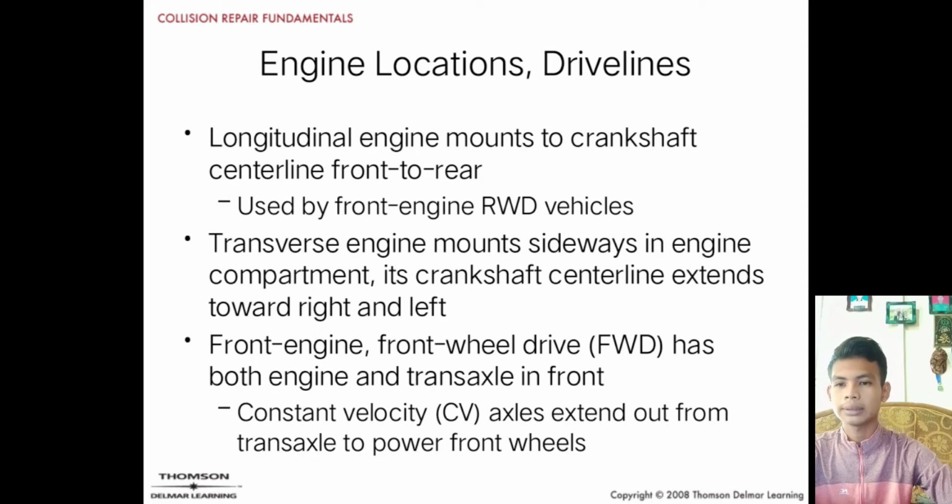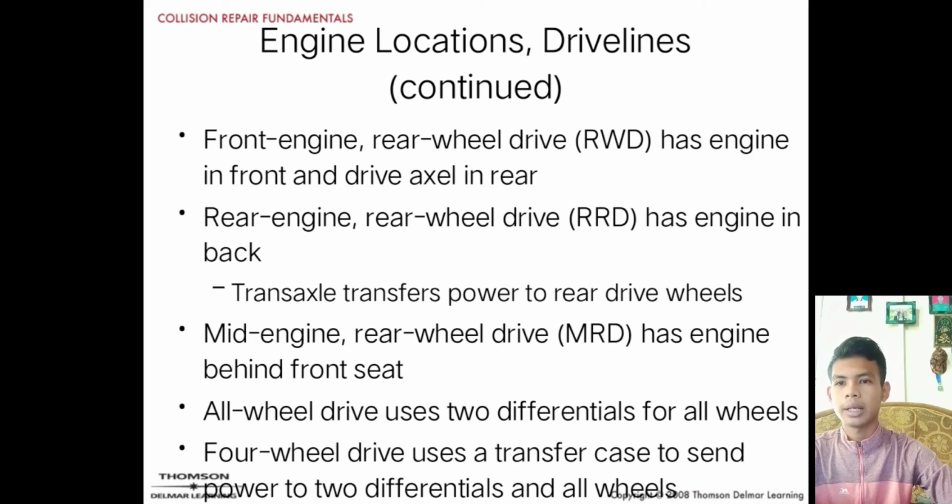Constant velocity axles extend out from the transaxle to power the front wheels. Front engine, rear wheel drive or FRD has the engine in front and the drive axle in the rear. Rear engine, rear wheel drive or RRD has the engine in back, and the transaxle transfers power to the rear drive wheels. Mid-engine, rear wheel drive or MRD has the engine behind the front seat. All-wheel drive uses a differential for all wheels. Four-wheel drive uses a transfer case to send power to the differentials and all wheels.